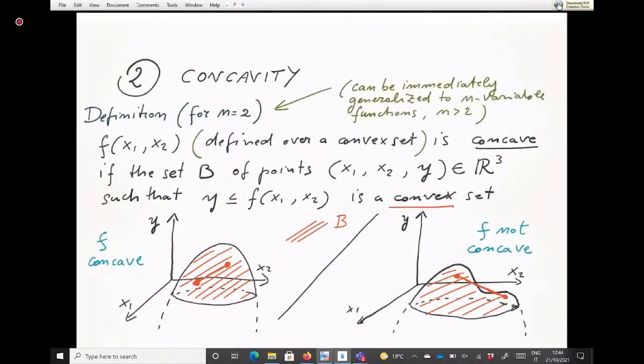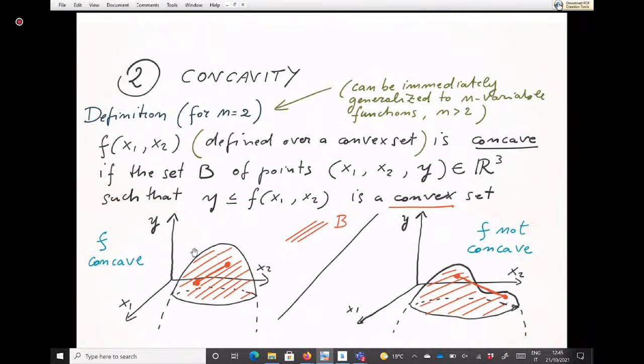Okay, if the domain is a convex set, we say that this function f of x1, x2, where x1, x2 is the name of the two variables, y is the name of the third variable now, is concave if the set B of the points x1, x2, y that belong to the three-dimensional space such that y is below the surface defined by the function is a convex set. So this is the definition of a concave function, okay?